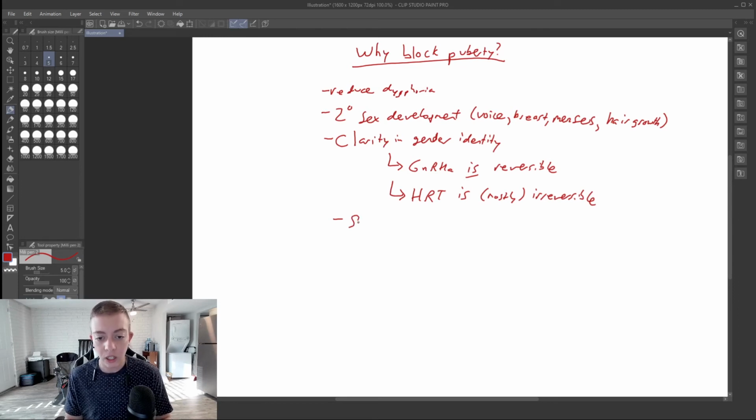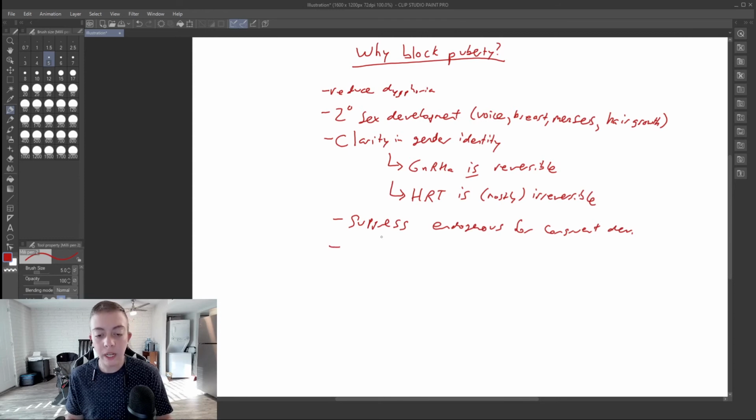So you can use a GnRHA to suppress menses while you're giving testosterone at a slower dose so that they are growing and having pubertal development that is more consistent with somebody in a pubescent stage. I'm just going to abbreviate that.